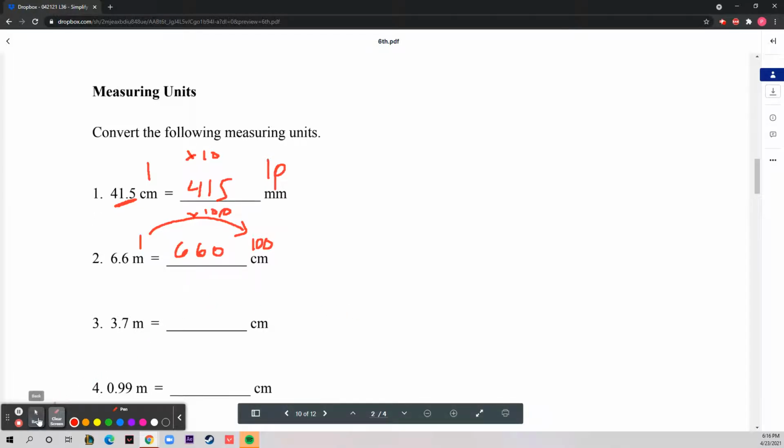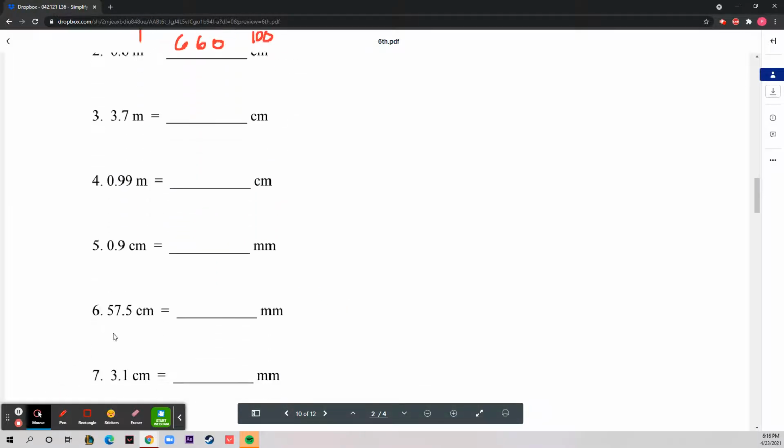Okay, let's do number 6. 57.5 centimeters. It's the same as number 1. Where this is 1, this is 10. So you multiply by 10 and you get 575. 57.5 centimeters is equal to 575 millimeters.